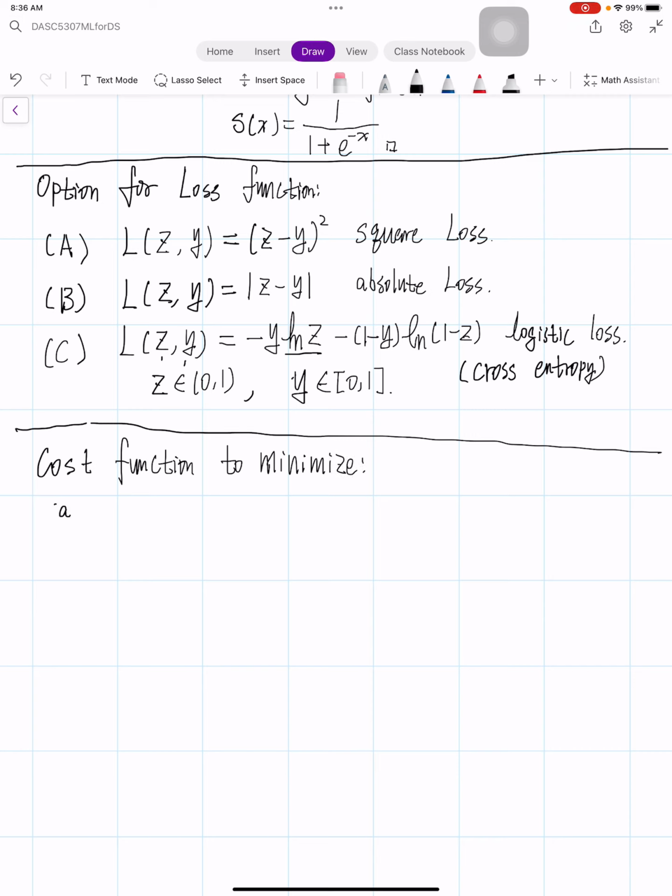So the first choice for the cost function is the average of the loss function. You apply this loss function to every data point in your sample, and you apply the regression function to get the predicted value, and you compare with the observed yi. This is called mean loss.